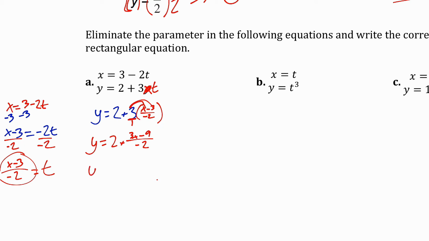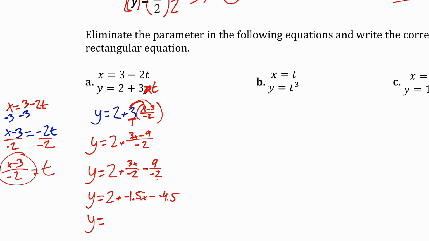Separating that out a little bit, we got y equals 2 plus, I'm going to do 3x over 2 minus negative 2, minus 9 over negative 2. Doing a little bit more cleanup there, we got y equals 2 plus 3x divided by negative 2. We're going to make that negative 1.5x, and then minus 9 divided by negative 2. We're going to make that minus negative 4.5.